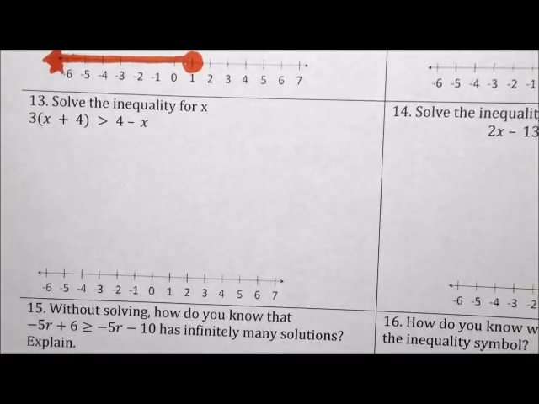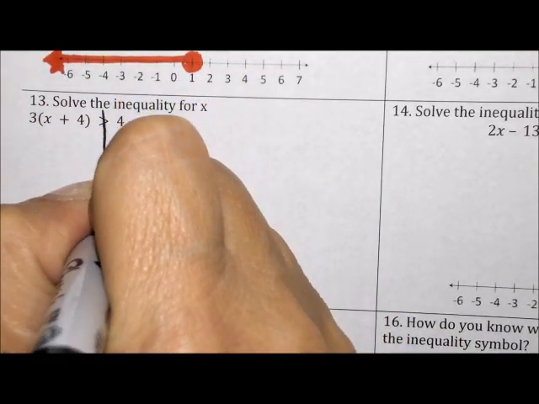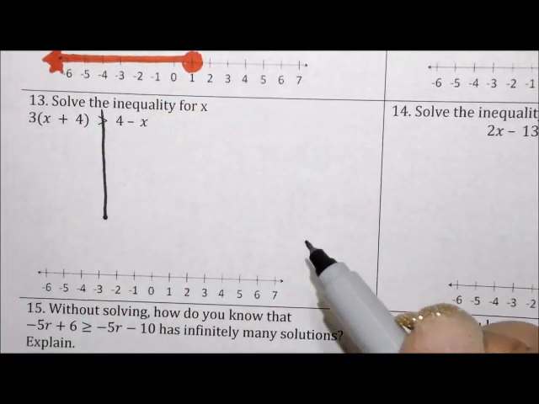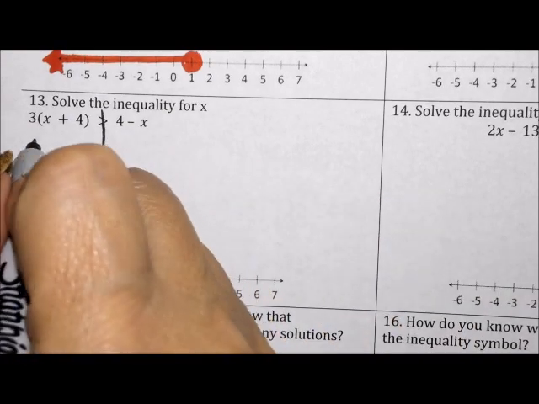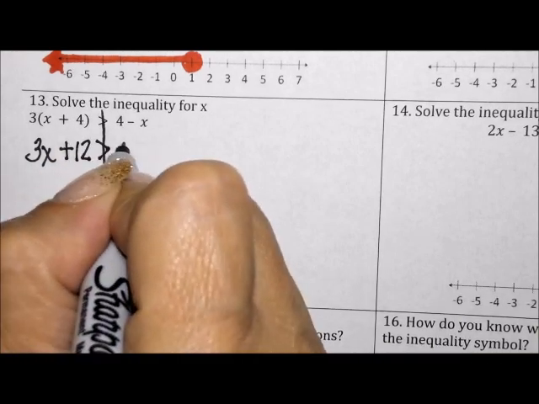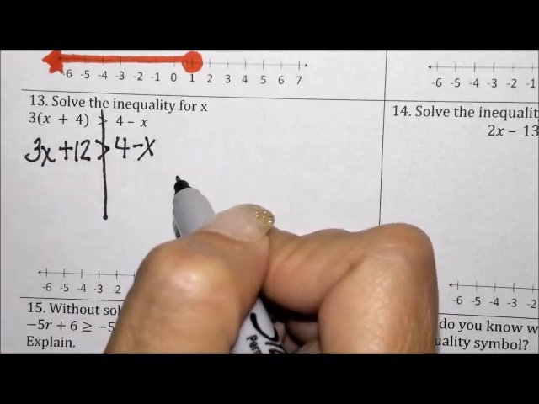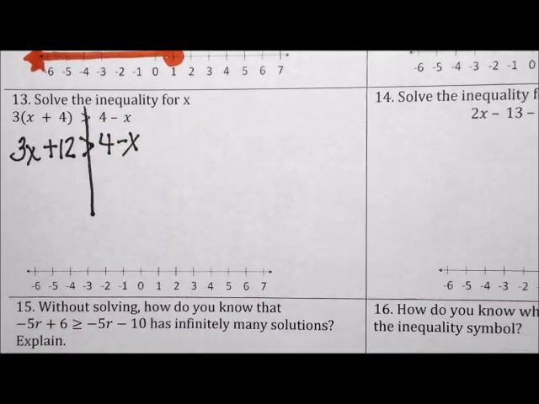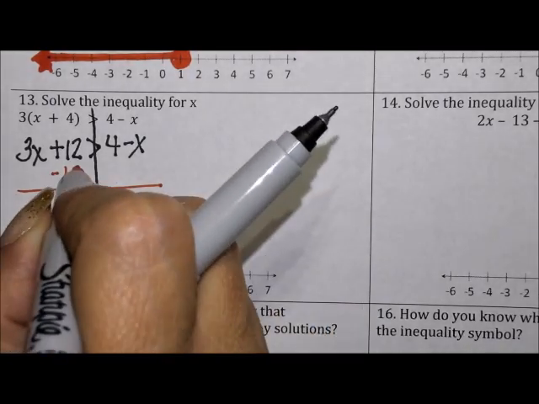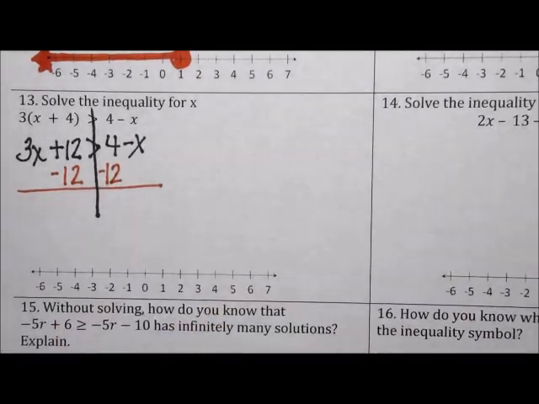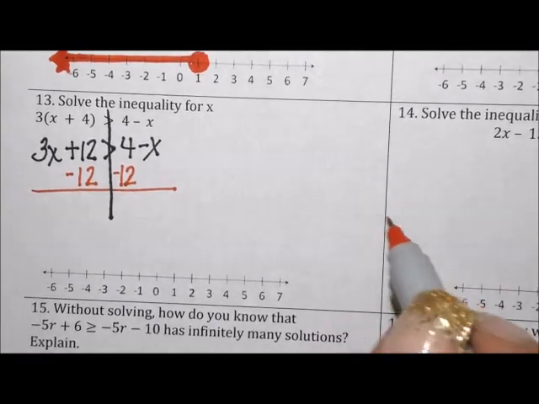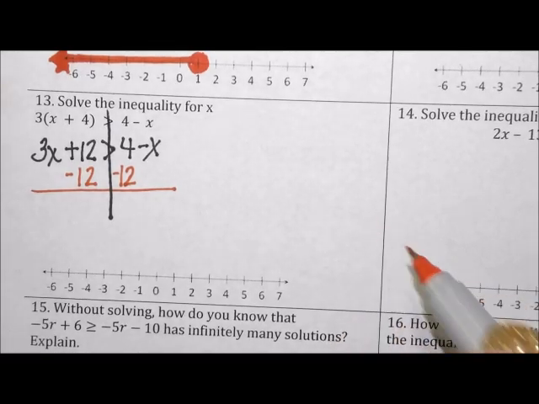All right, 13. I'm going to actually let you do that one, I think. I'll get you started. 3x plus 12 greater than 4 minus x. Move the 12, and I'll let you go from there. Remember, if you divide or multiply by a negative, you have to flip the sign. So pause your video so you can finish that one, and I'm going to go on to 14.